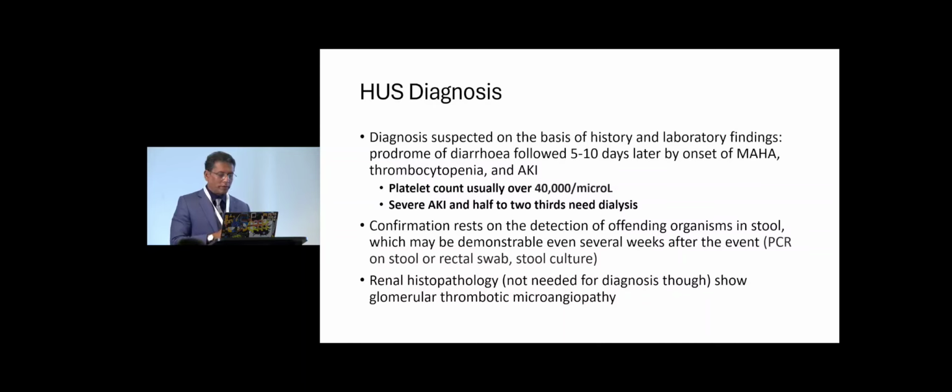You need to show the offending organism in stool, PCR, stool culture, etc. But sometimes they may have stopped producing live organism in the stool, so you may not be able to pick it. Renal histopathology will show the same thing that I mentioned before, but realistically, I don't think these people need a renal biopsy. And with that thrombocytopenia anyway, it will be very tricky to stick a needle.